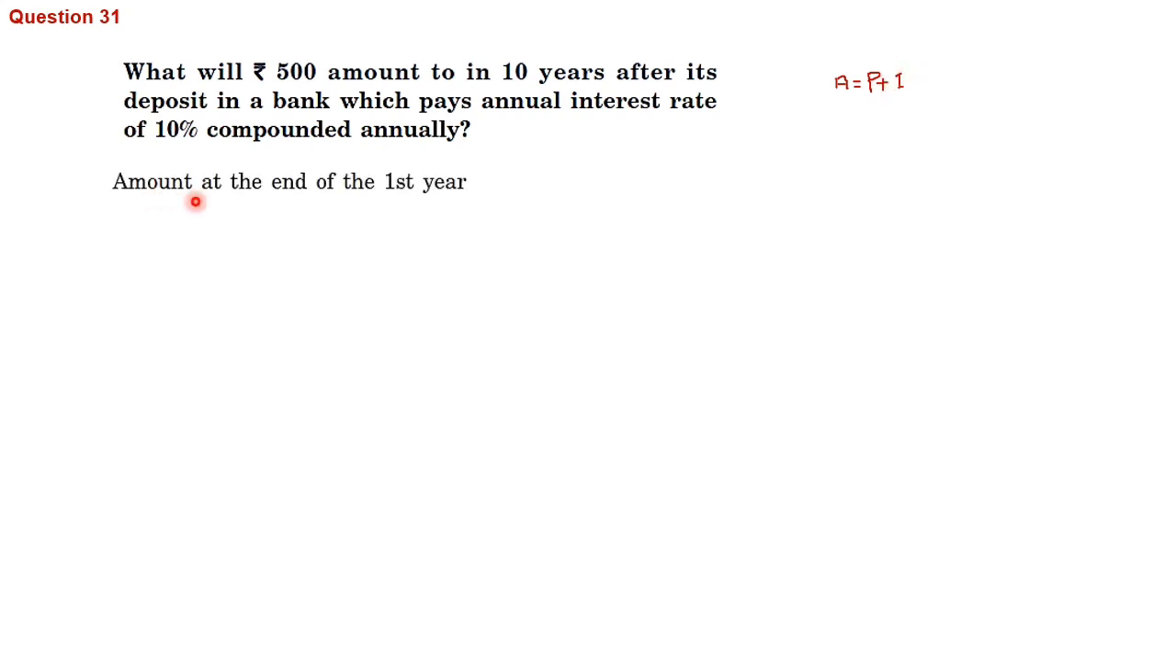So amount at the end of first year is, as I already told you, PRT by 100. By using this we will be calculating the interest I, then we will be adding it with the P. P means here at the beginning of first year it is 500. So 500 plus, as I said before, this is our interest. P plus I. P is 500. Our interest is 500 into 10 into 1 by 100. Then here 500 is common. You can see here also 500 is there. Here also 500 is there. So I am taking 500 common out.